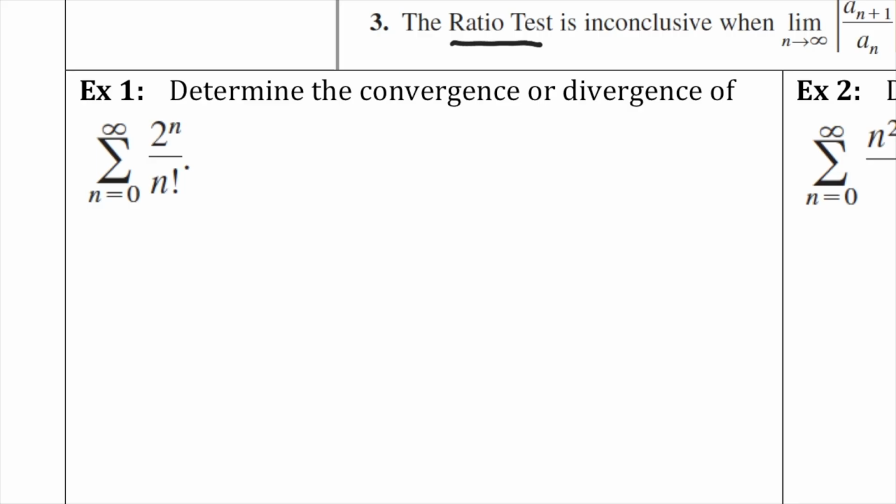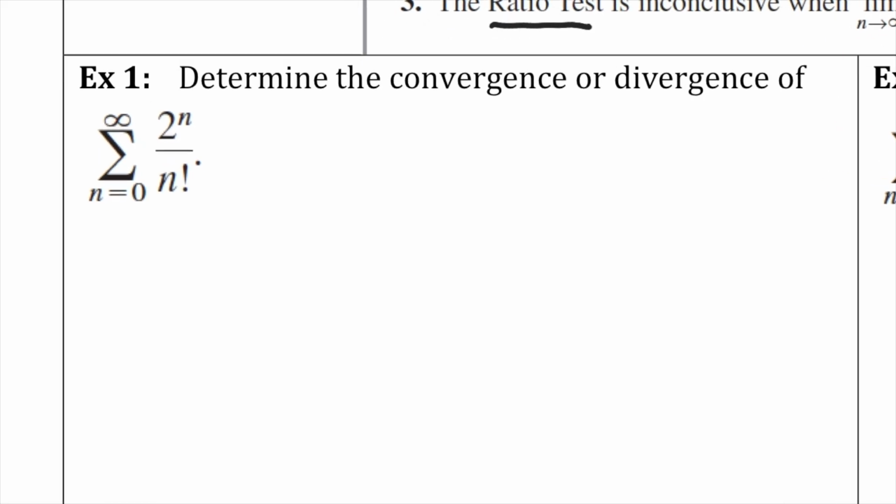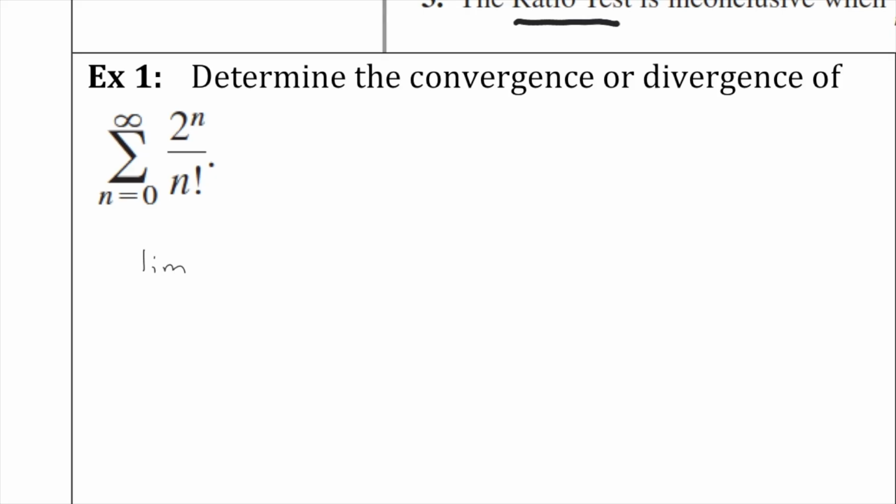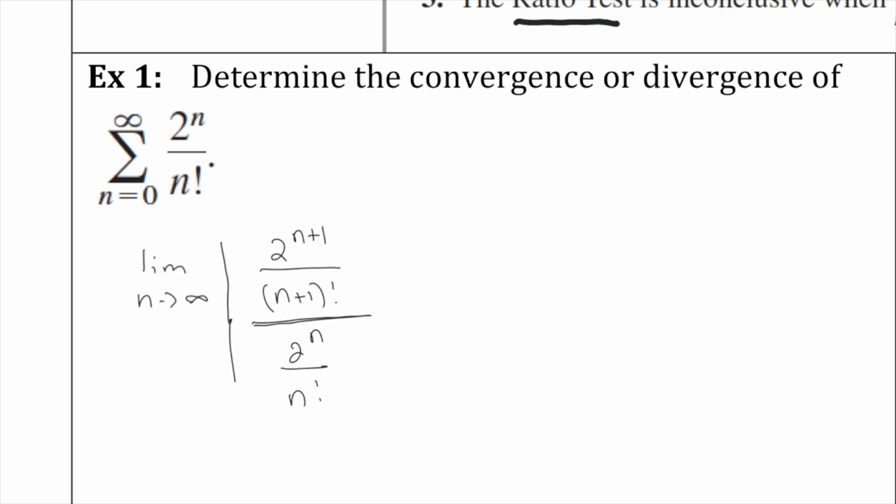As we look at example 1, notice we have n factorial. Because of that n factorial, it's challenging to use one of our previous tests. So let's try the ratio test. This is actually my favorite test. We'll take the limit as n goes to infinity. We want to have the absolute value of 2 to the n plus 1 divided by n plus 1 factorial. This is all over 2 to the n over n factorial.